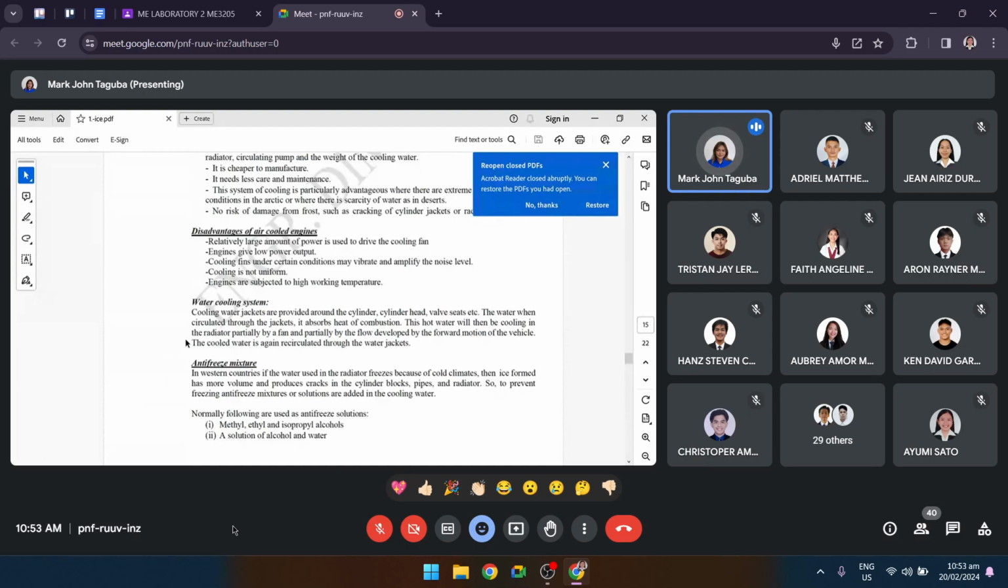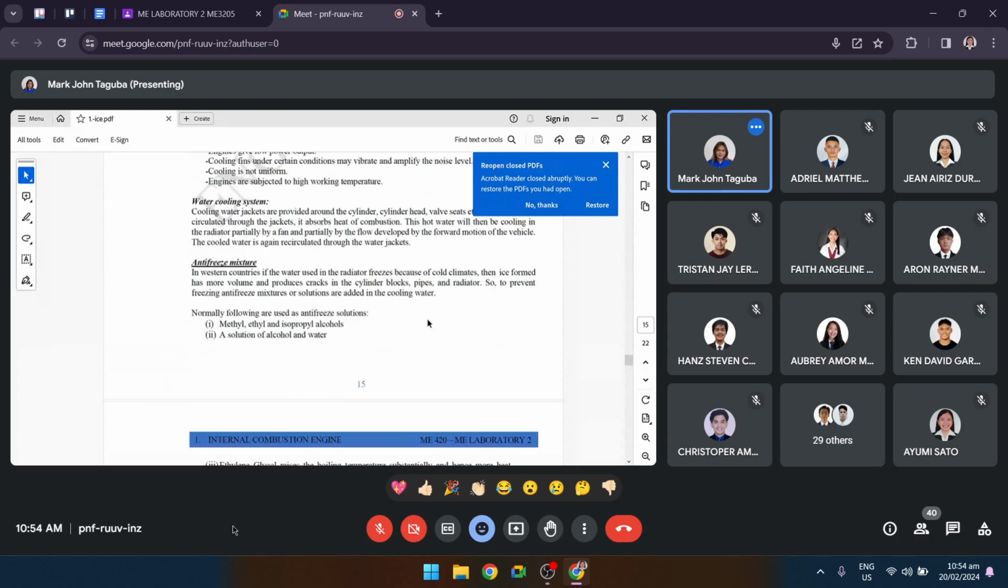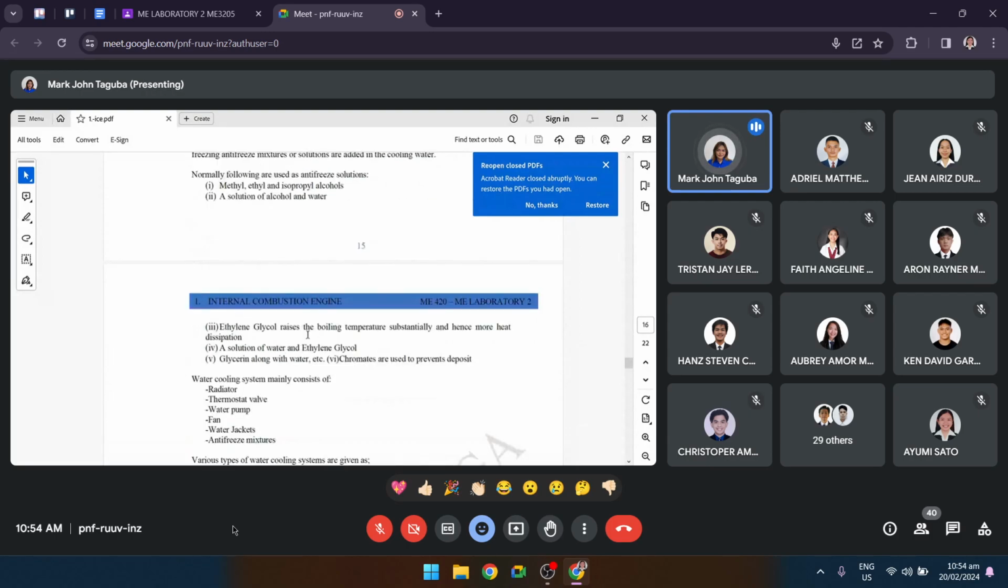So dito naman sa Pilipinas, wala naman tayong weather na talagang nagiging snow, nagiging ice yung ating mga nilalagay na coolant dun sa ating mga cooling system. Ayan, so yung mga anti-freeze solution commonly used are methyl, ethyl, and isopropyl alcohol or a solution of alcohol and water. Yan, so pwede din ethylene glycol which raises the boiling temperature substantially and hence more heat dissipation. Solution of water and ethylene glycol, glycerin along with water, and chromates are used to prevent deposits.